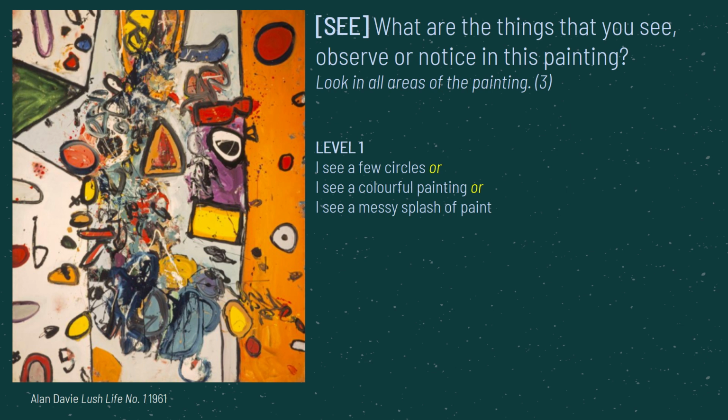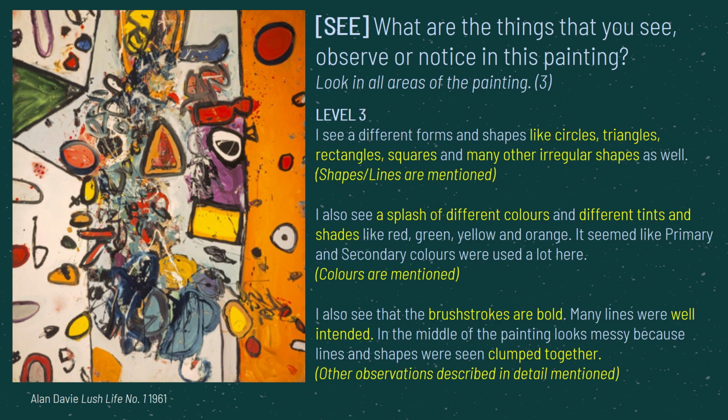When I ask a See question, what are the things that you see, observe, or notice in this painting? What I want to see is how you describe and what your observational skills are. So if you give me a level 1 answer, you will just say I see a few circles, full stop, or I see a colorful painting, full stop. All right, so these answers are not wrong. It's technically correct, but you did not support it with a lot of explanation. Okay, so this is an example.